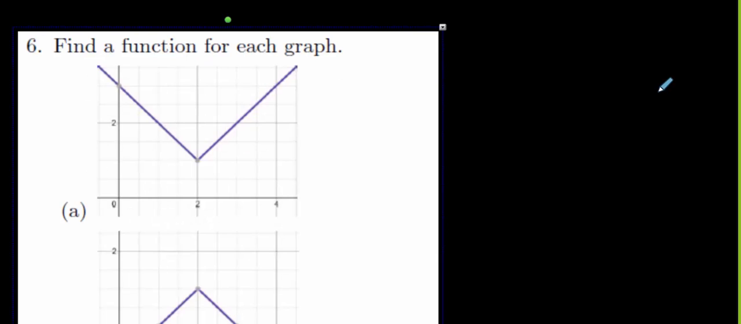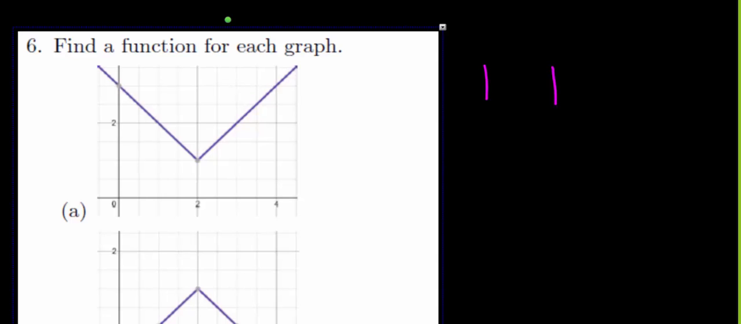Okay, let's see how we would deal with these. We want to write an equation, a function for each of these graphs. Now, the first thing we want to do is look and recognize what the parent function is. And this one, well, it's pretty obvious. It's a V. It's going to be the absolute value. Okay, so let's think about what that's going to look like. We're going to have the absolute value, and then maybe a vertical shift, but we have the absolute value of something.